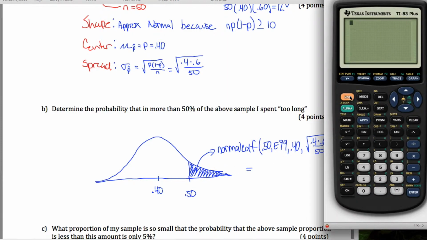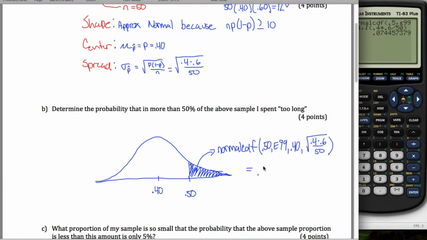Let's see what happens. So normal CDF is under distributions. There it is, the second one there. My lower bound is 0.5. My upper bound, I don't have one, so I'll just put in the largest number my calculator understands, which is this E99 thing. It's a 1 with 99 zeros after it. And then the center was 0.4. And the spread was the square root of 0.4 times 1 minus 0.4, which is 0.6, divided by 50. Square root of that entire mess. Hit enter, and I get this number, 0.07 something.